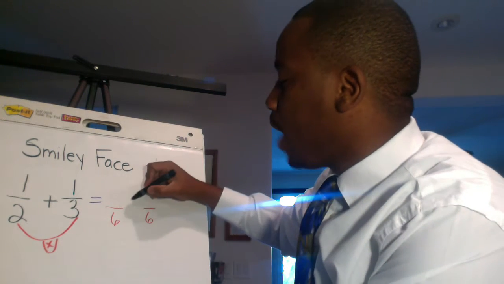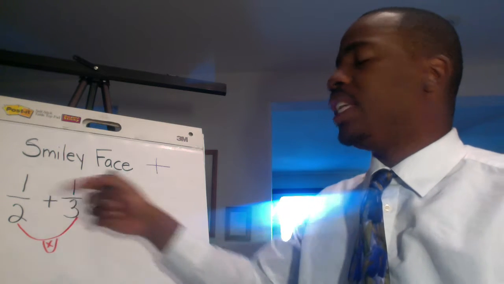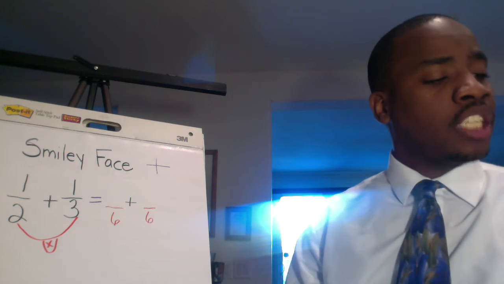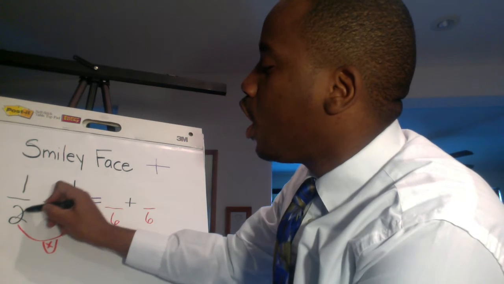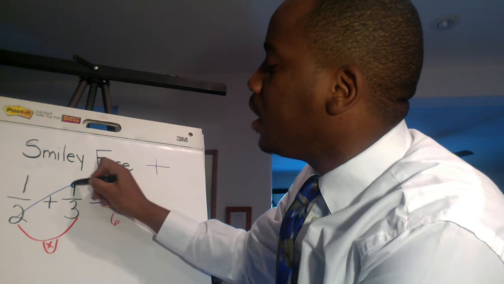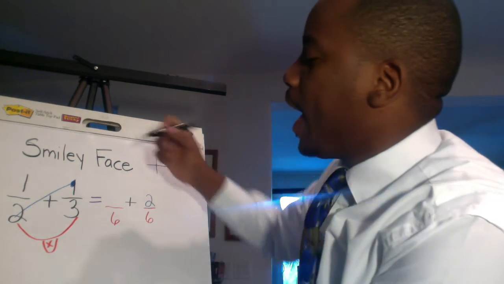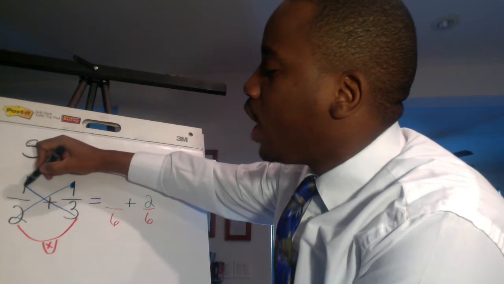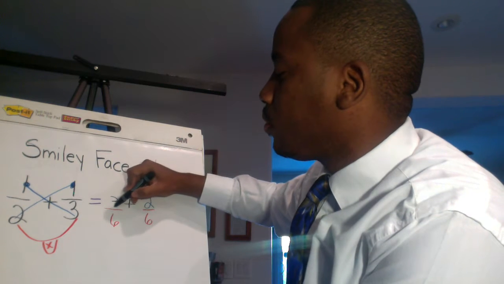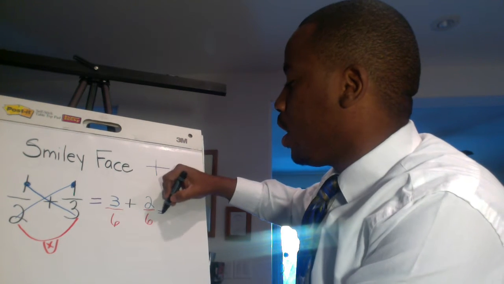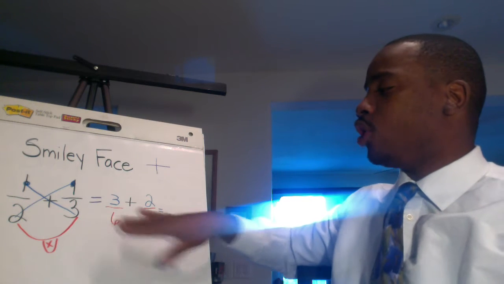And now, of course, we have a mouth and we have a nose, but now we need some eyes. So now we're going to create the eyes using our smiley face method as well. 2 times 1, which is 2, and 3 times 1, which is 3. And when you add those together, now you found your common denominator and you've also found your new numerator.